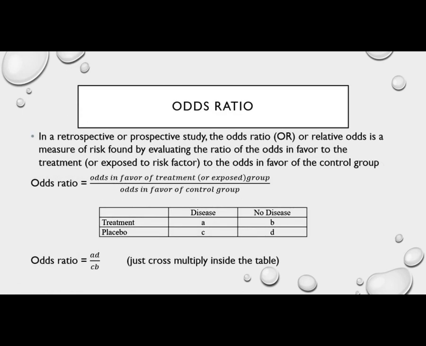Odds ratio. In a retrospective or prospective study, the odds ratio, denoted OR, or relative odds, is a measure of risk found by evaluating the ratio of the odds in favor of the treatment, or exposed to the risk factor, to the odds in favor of the control group. So we have the odds in favor of a treatment over the odds in favor of the control. Same contingency table: the odds ratio is AD over CB, so you can just cross multiply, A times D over C times B.